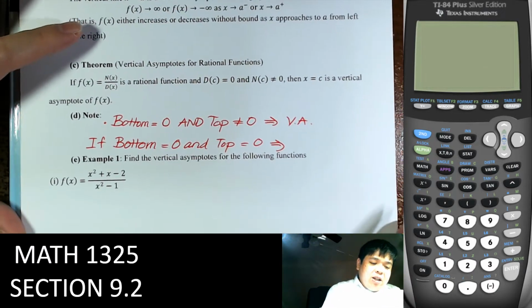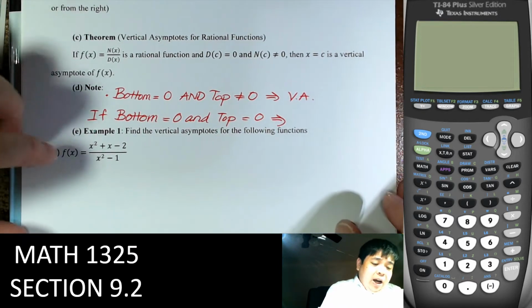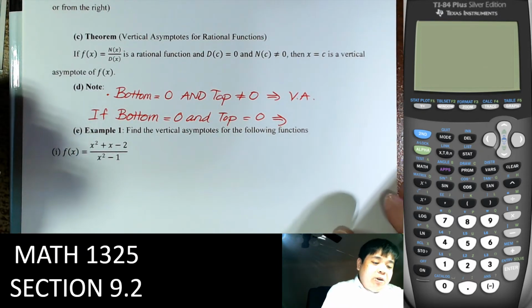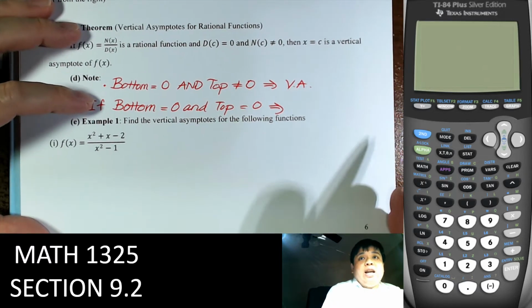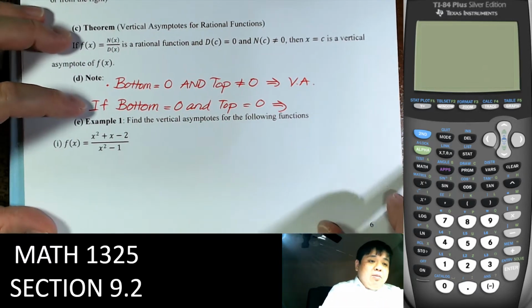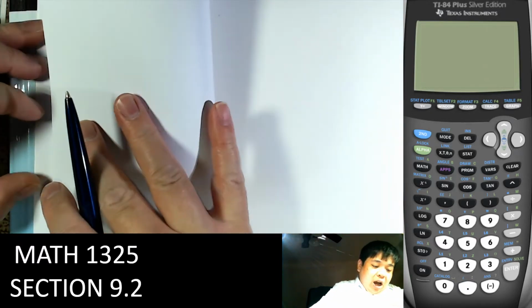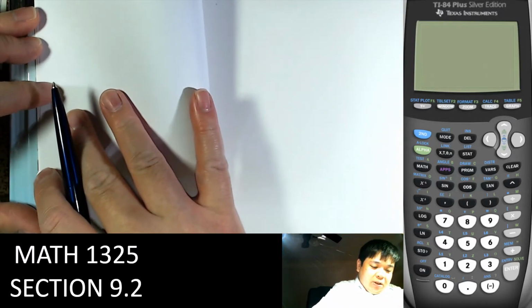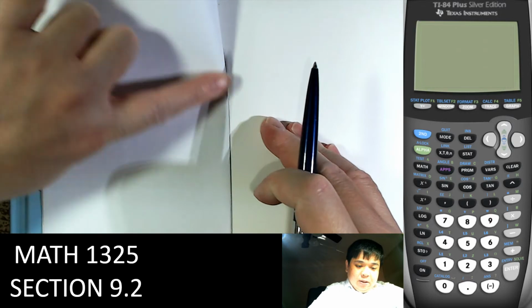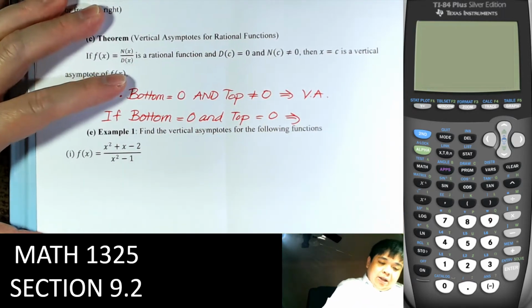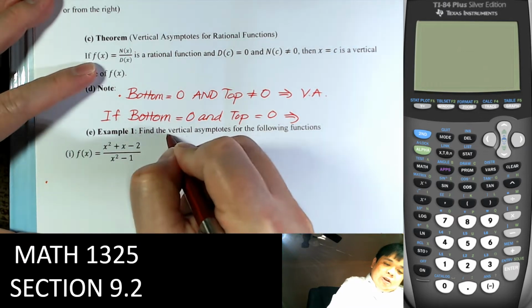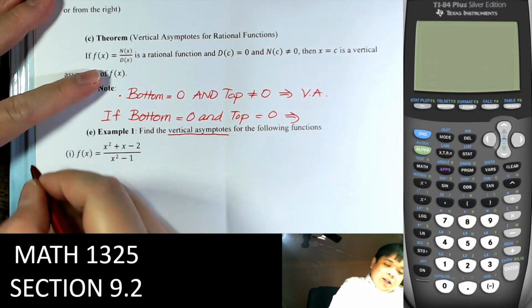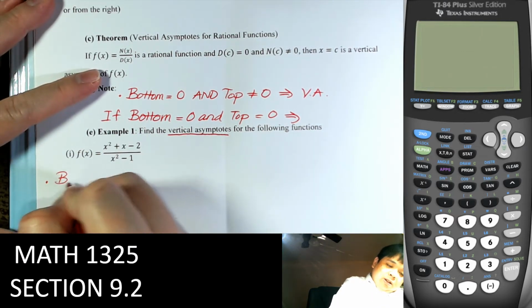Now let's look at this example. Find the vertical asymptote of the following function. Simple, we just let the bottom equal to 0 and substitute into the top and make sure it is not equal to 0. So what we need for the vertical asymptote is the bottom equal to 0.